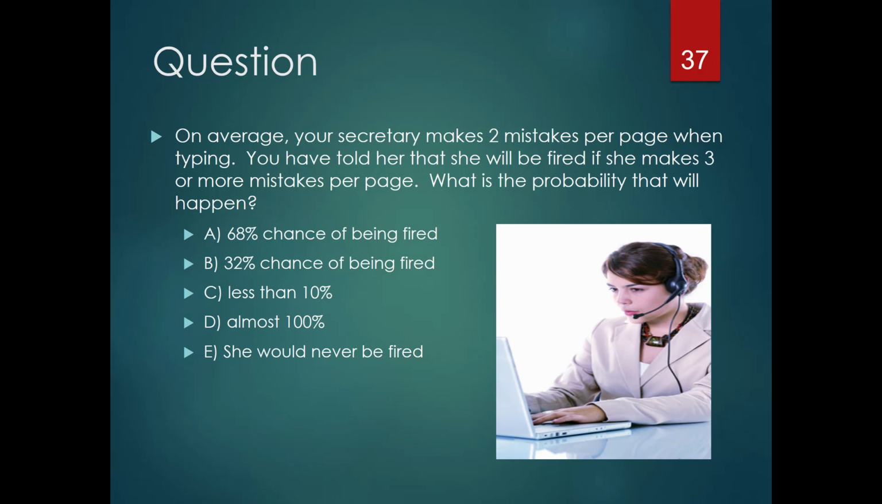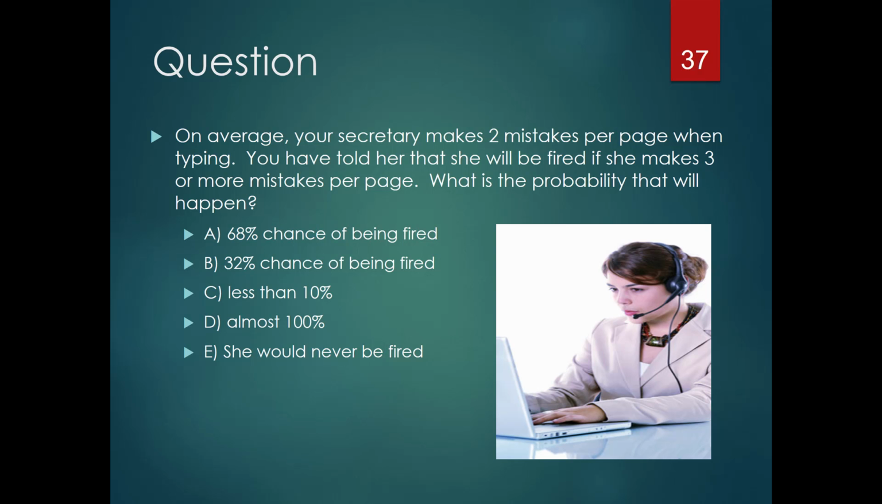On average, your secretary makes 2 mistakes per page. Notice that "per" option. So I'm starting to think, okay, this might be a Poisson problem, and that 2 is the average, so that would be lambda. You've told her that she will be fired if she makes 3 or more mistakes per page. So this is a greater than problem, so that signals that I'm going to need the complement rule. So I'm going to have to do 1 minus a probability. So what is the probability that that will happen?